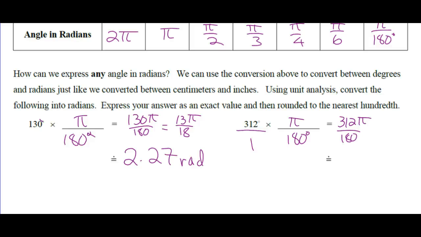So what is 312 over 180 reduced to? 26 over 15. Okay. So it's 26 pi over 15, and if we want that to the nearest hundredth, it works out to how much? 5.4. What? Speak up, I'm deaf, I can't hear. 5.44 is what I have.